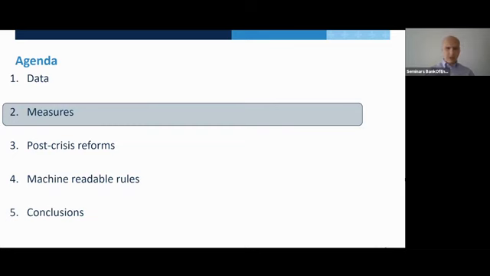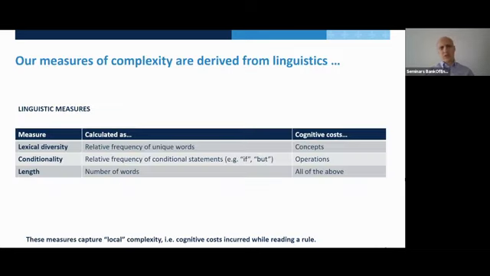So let me now talk about measures. We had several measures, first measures of linguistic complexity. There are widely used measures, like lexical diversity, which shows you the relative frequency of unique words. We have measures of conditionality, which tells you the relative frequency of conditional statements, ifs and buts. And we also have a measure of length, the number of words. Each of these measures covers different cognitive costs: concepts, operations, or both.